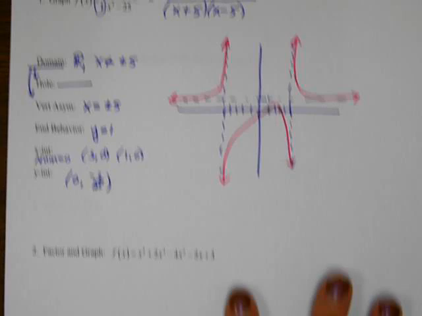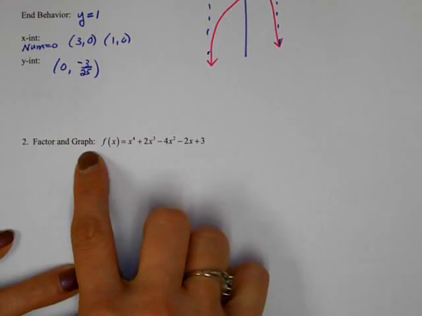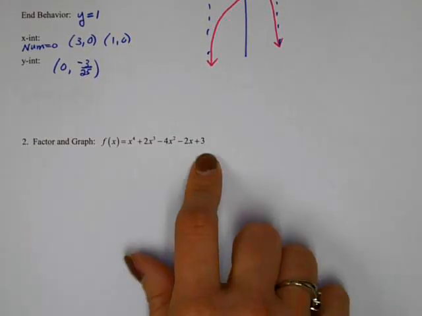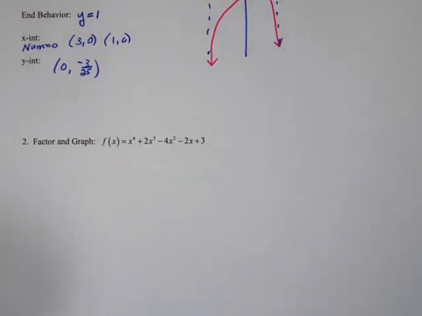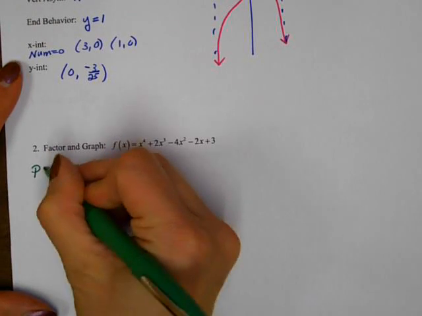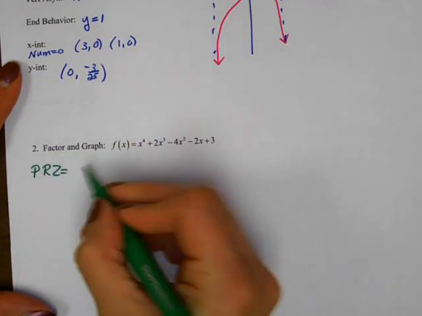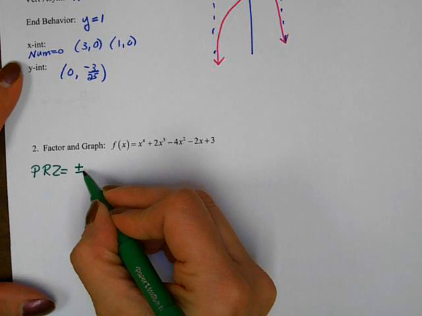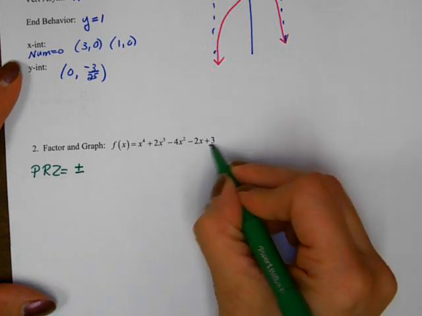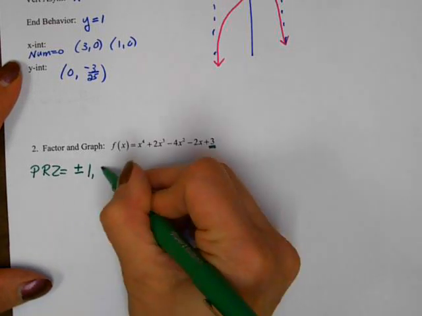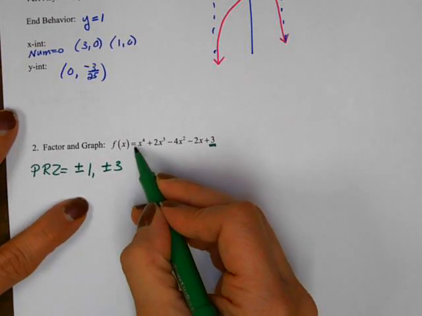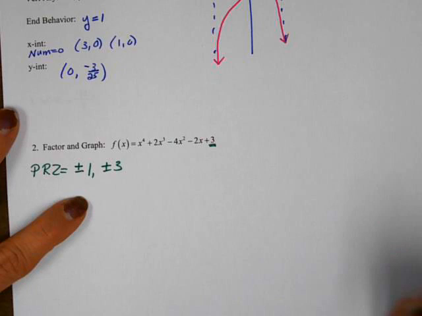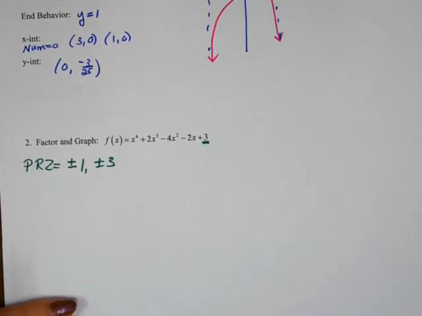Something else that was in Chapter 4 was when we did polynomial functions. So this is a polynomial. There's some things that we know about this. In order to factor this, we're going to make a list of PRZs, possible rational zeros. So you write plus and minus the factors of the constant, plus minus 1, plus minus 3, and you divide that by the factors of the leading coefficient, which is just plus minus 1. So those are the PRZs.